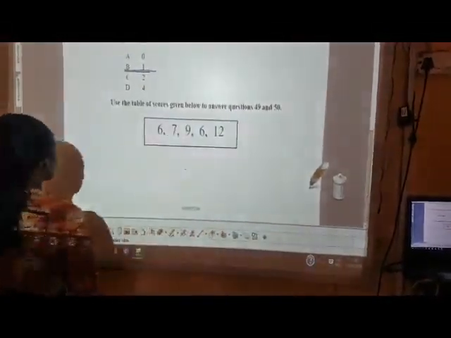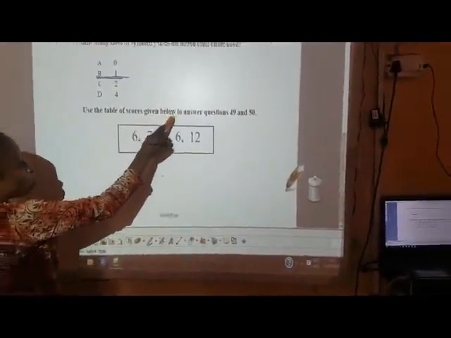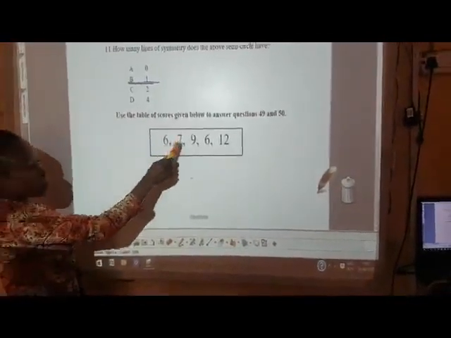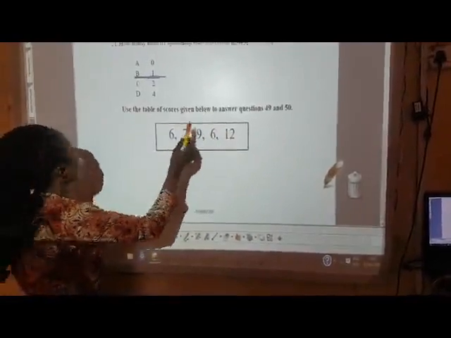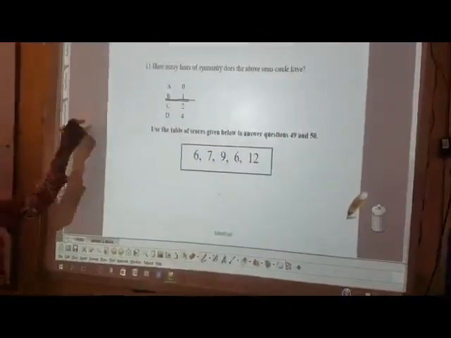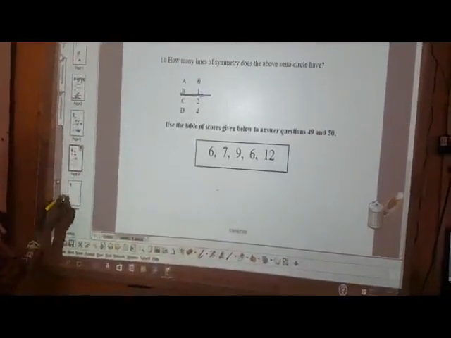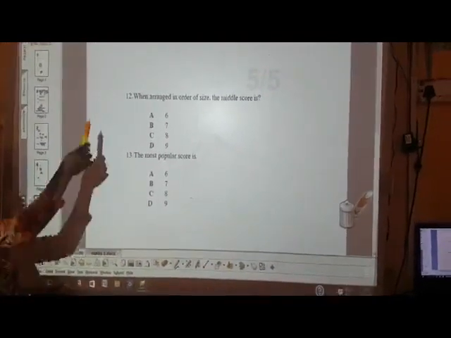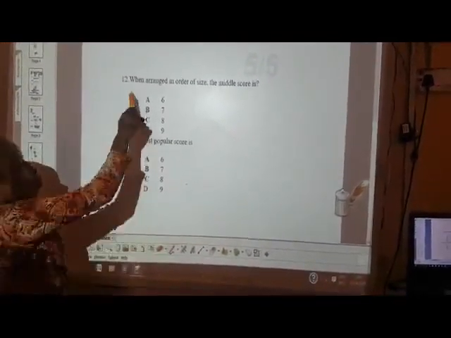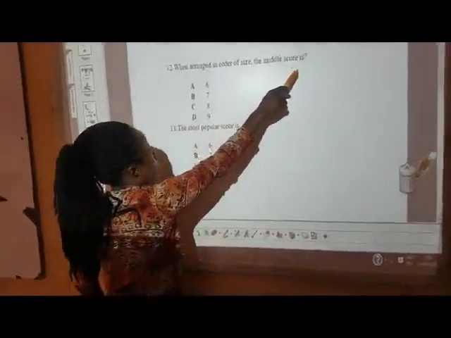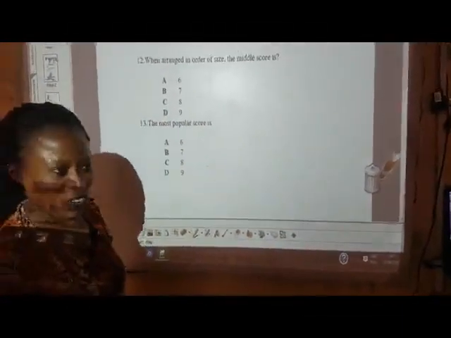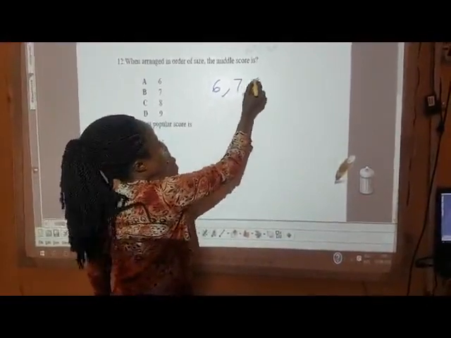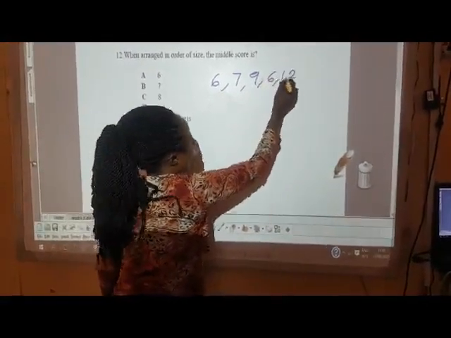The next question, 12. Use the table of scores given below to answer questions 12 and 13. The numbers we have here are 6, 7, 9, 6, and 12. When arranged in order of size, the middle score is, now write out the numbers. The numbers are 6, 7, 9, 6, and 12.